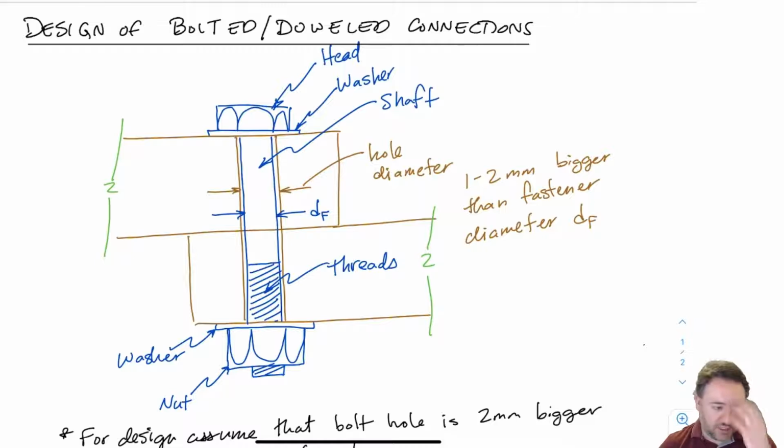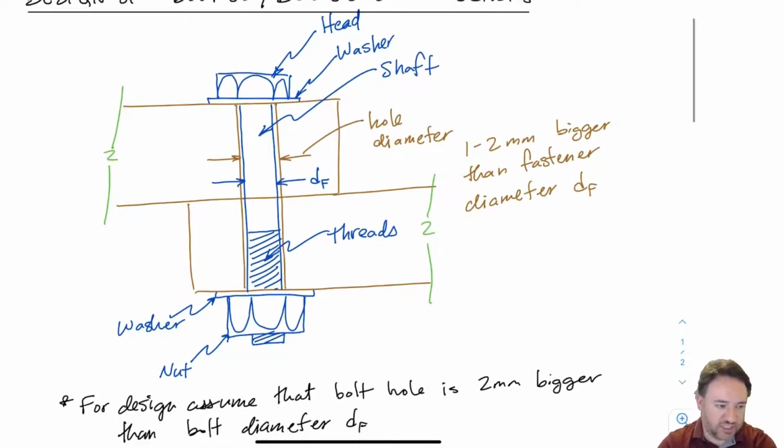So I have to take out the size of the hole when I'm calculating net area, not the size of the bolt. And in the standard, it says that the hole should be 1 to 2 millimeters bigger than the fastener. And so for design, we should consider the worst case, that the bolt hole is 2 millimeters bigger than the bolt diameter itself.